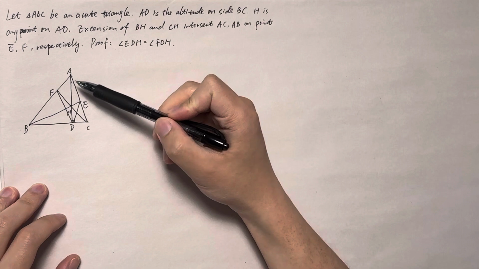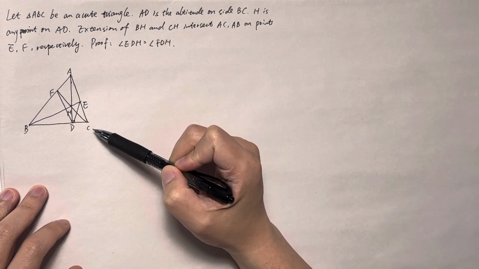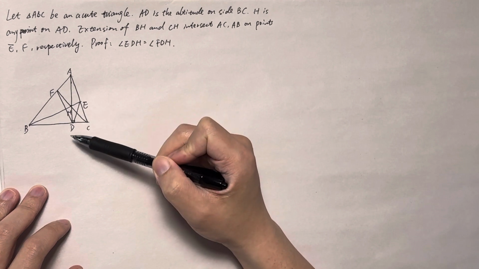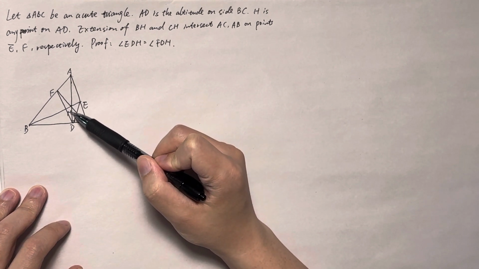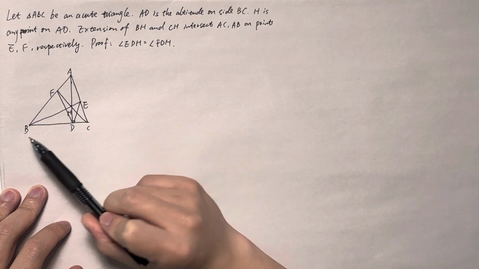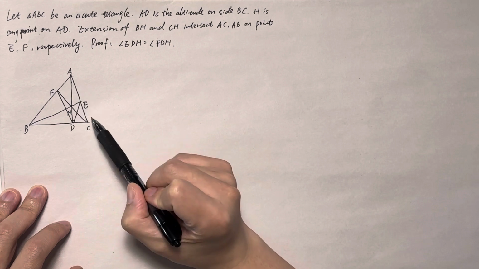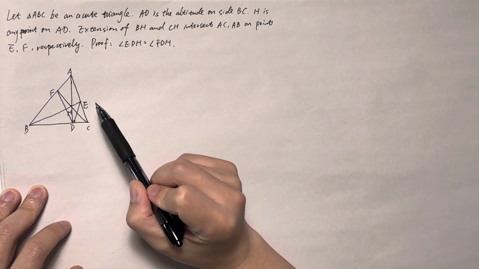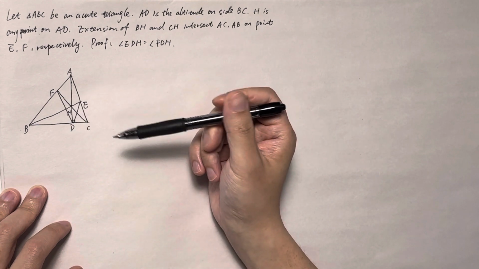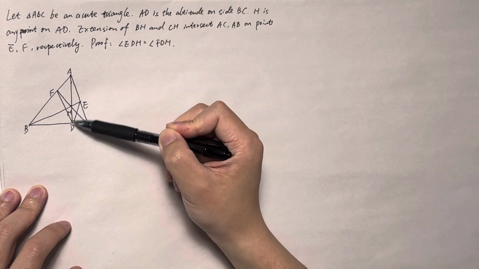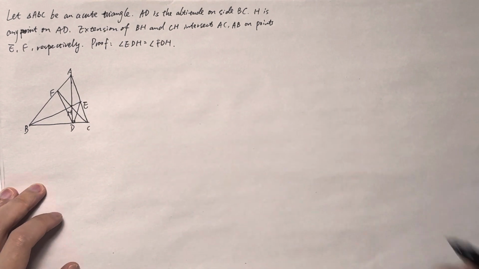So, let triangle ABC be an acute triangle. AD is the altitude on side BC. H is any point on AD. Extensions of BH and CH intersect AC and AB at points E and F, respectively. Prove angle EDH equals angle FDH.